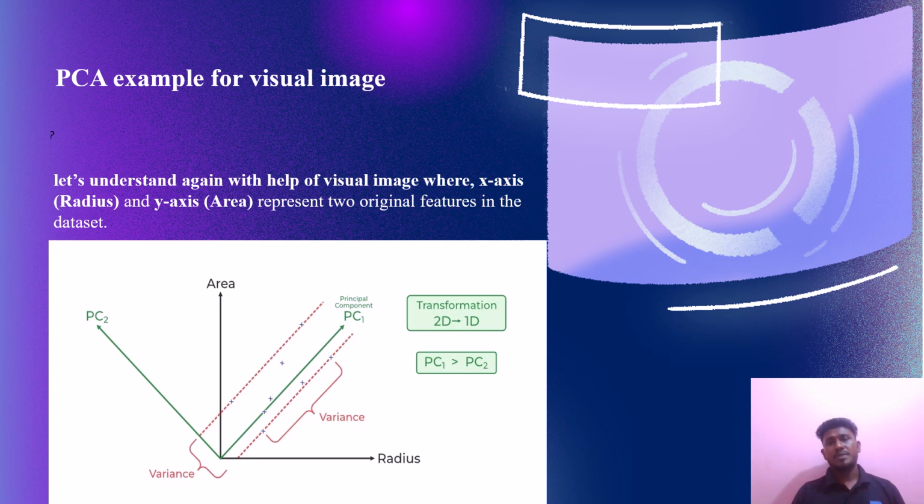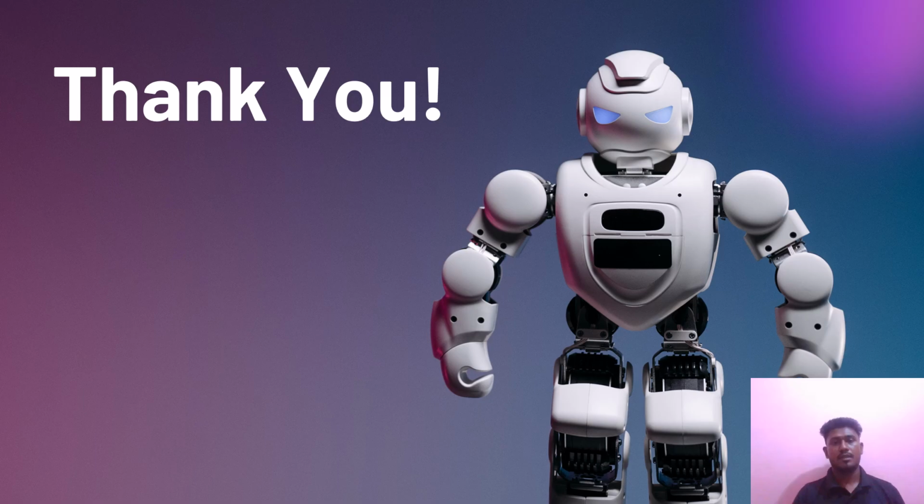The variance along PCA1 is greater than along PCA2, which means that PCA1 carries more useful information about the dataset. The data points here, the blue dots, are projected onto PCA1, effectively reducing the dataset from two dimensions, that is, radius and area, to one direction, that is, PCA1.